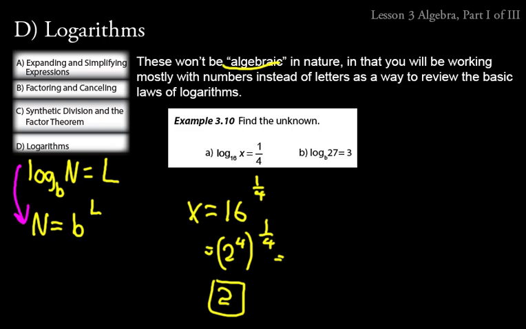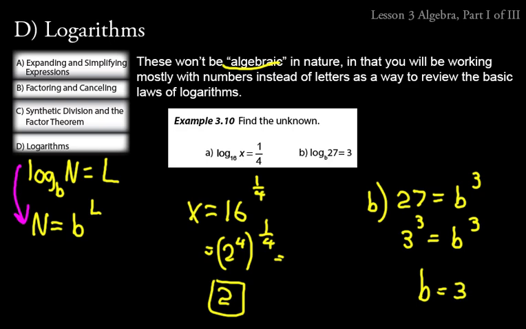And then for B, again, we can say 27 is equal to base b exponent 3. And these are designed to simplify into a simple fraction or an integer value. So think 27, does that equal something cubed? Well, yeah, it does. It's 3 cubed, right? 3 cubed equals b cubed. So if 3 cubed equals b cubed, then b must equal 3. And that's it. And that is all for lesson 3.